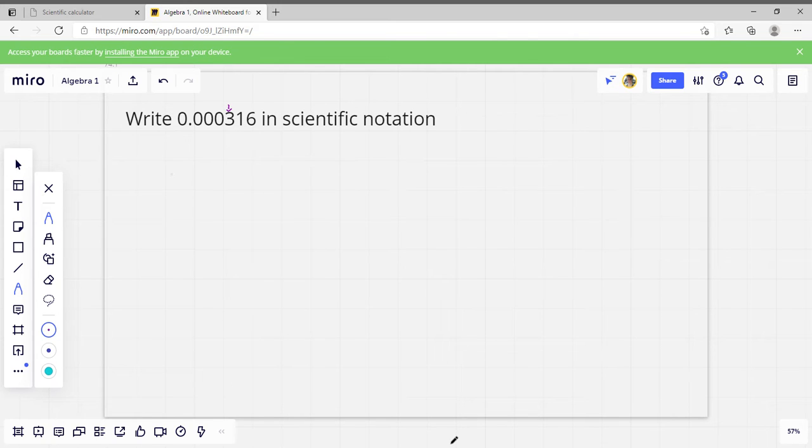So we're going to write that as 3.16, and we had to move our decimal 1, 2, 3, 4 places. So we're going to do times 10 to the fourth, but it will be to the negative fourth. So we start off with a decimal number and we turn it into a whole number, so it's to the negative fourth.